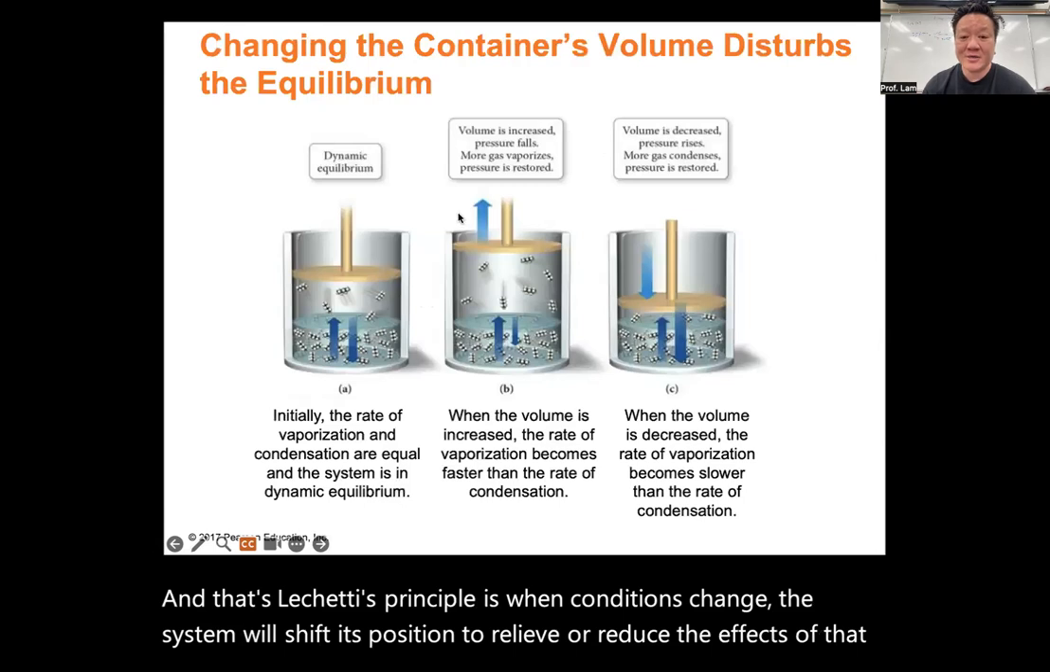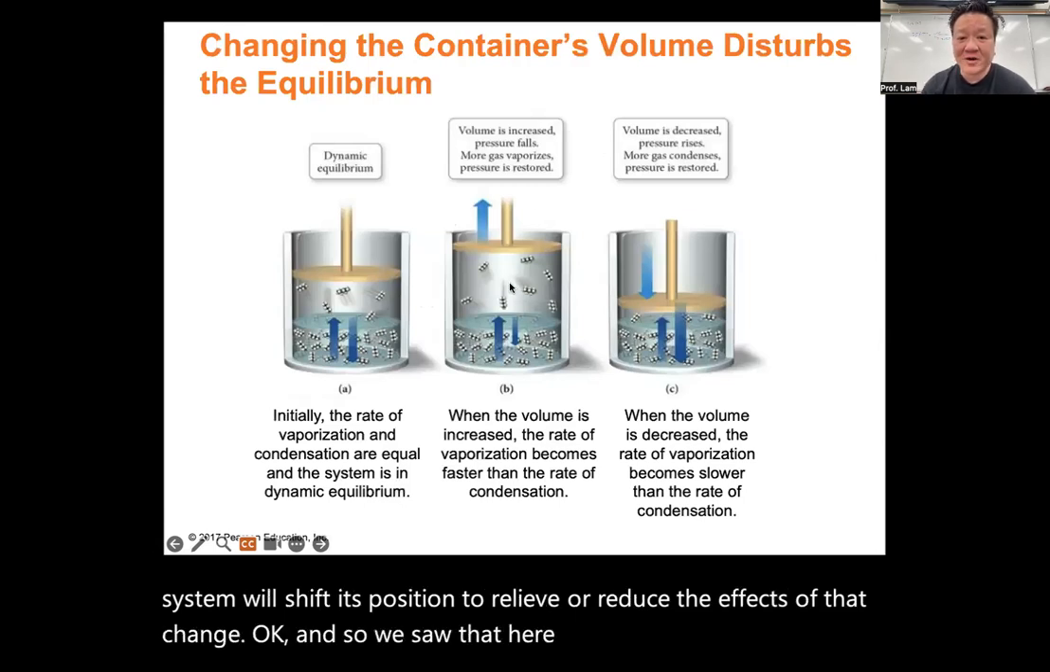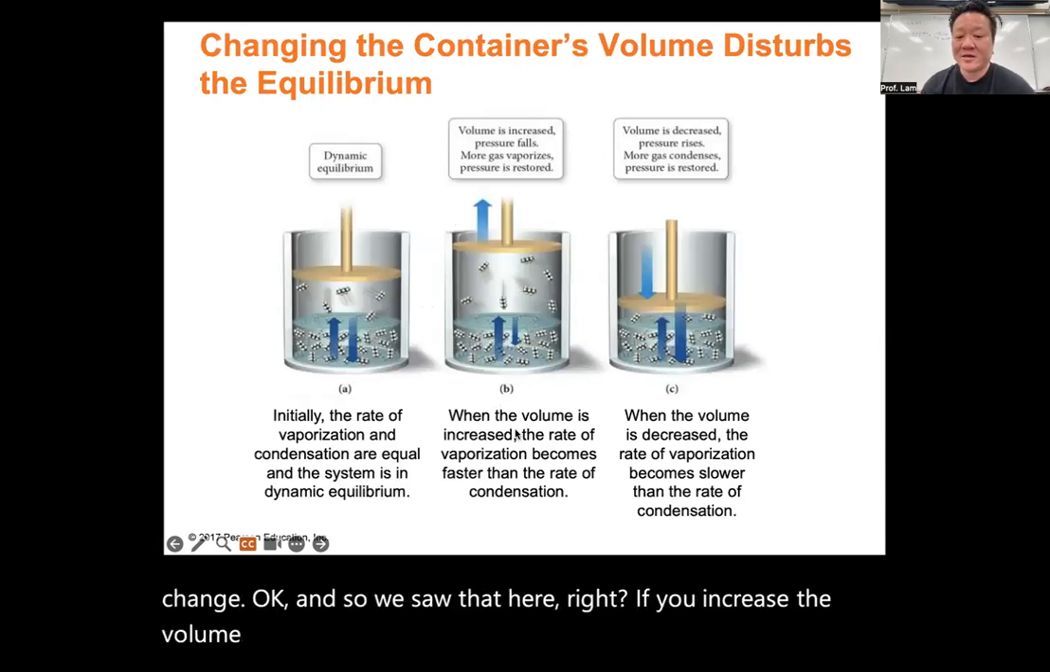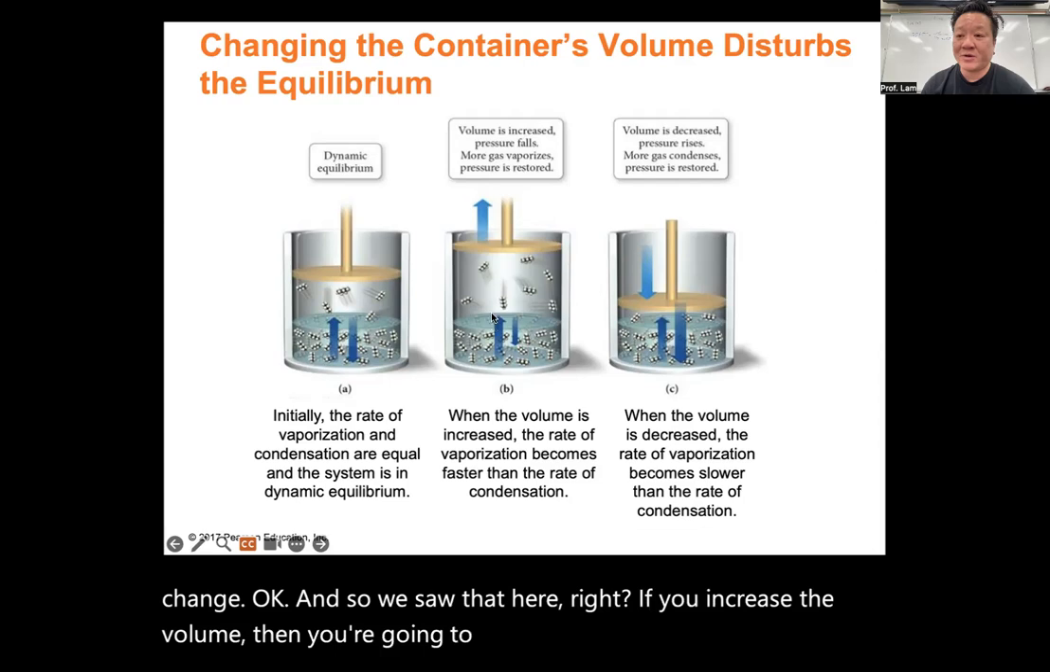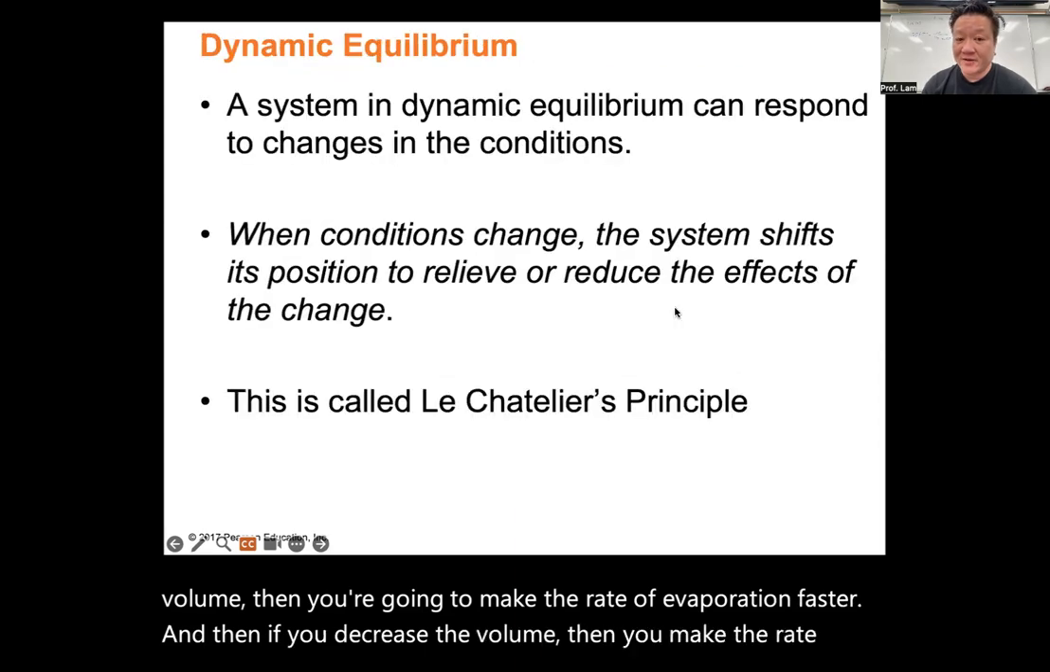And so we saw that here, right? If you increase the volume, then you make the rate of evaporation faster. And if you decrease the volume, then you make the rate of condensation faster.